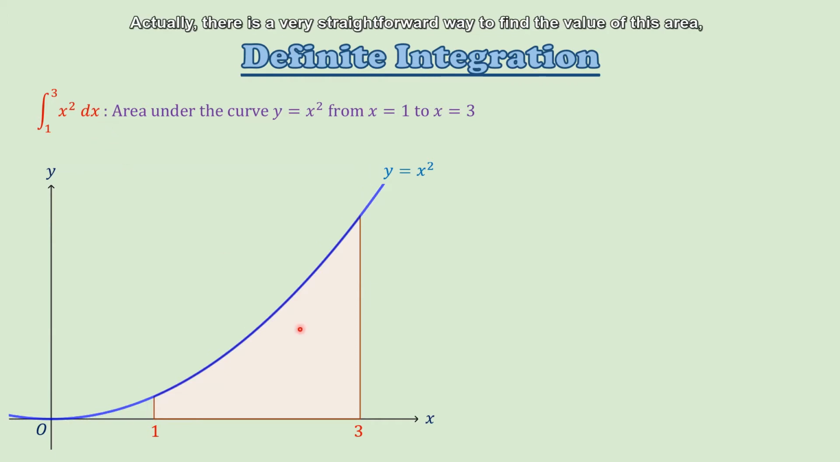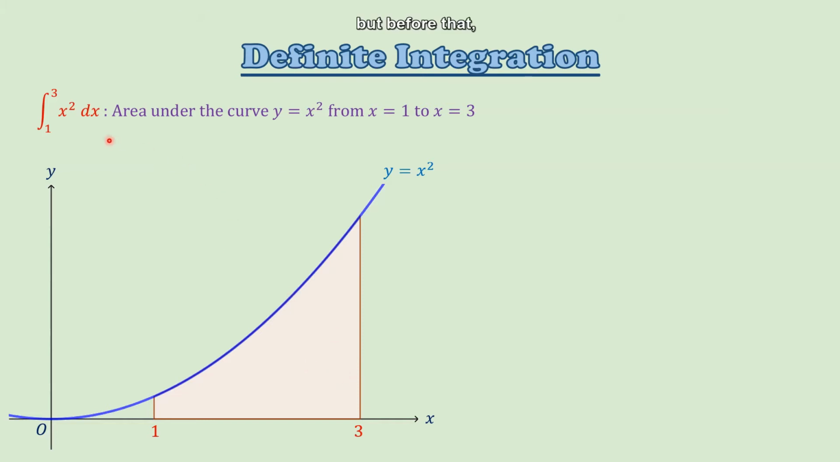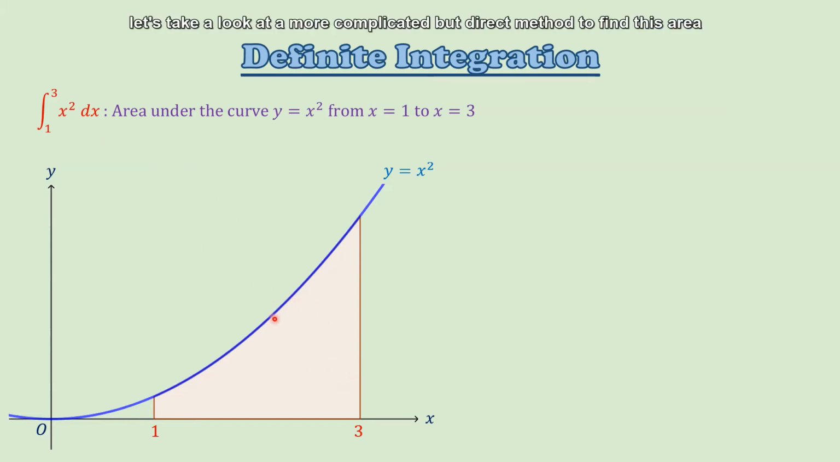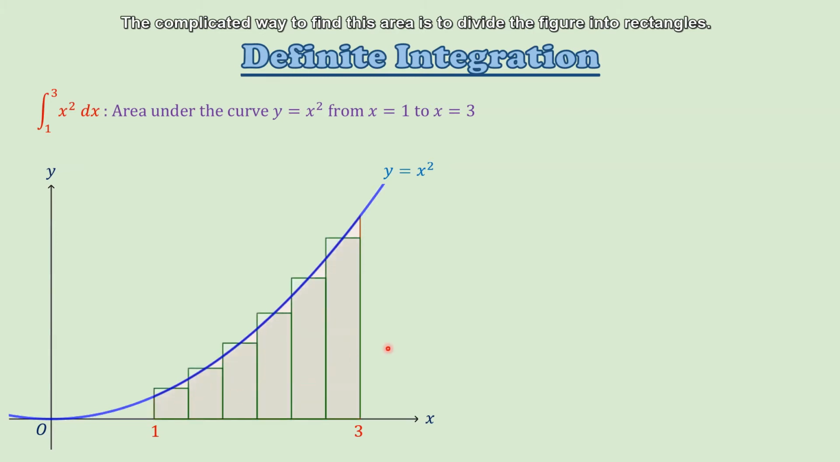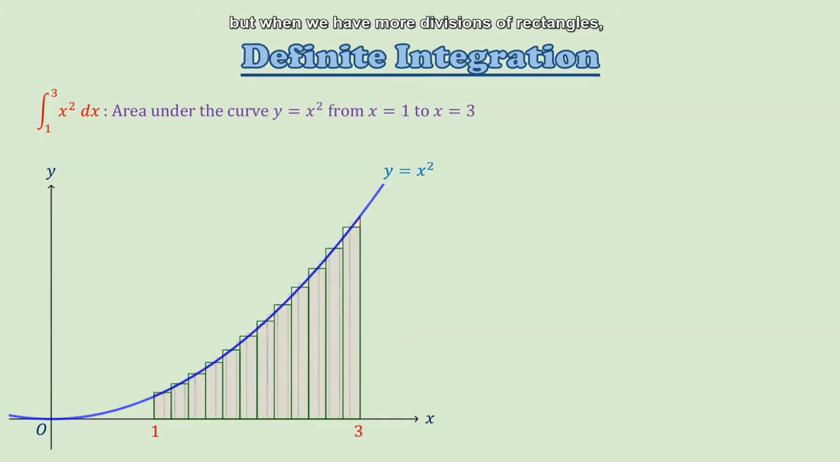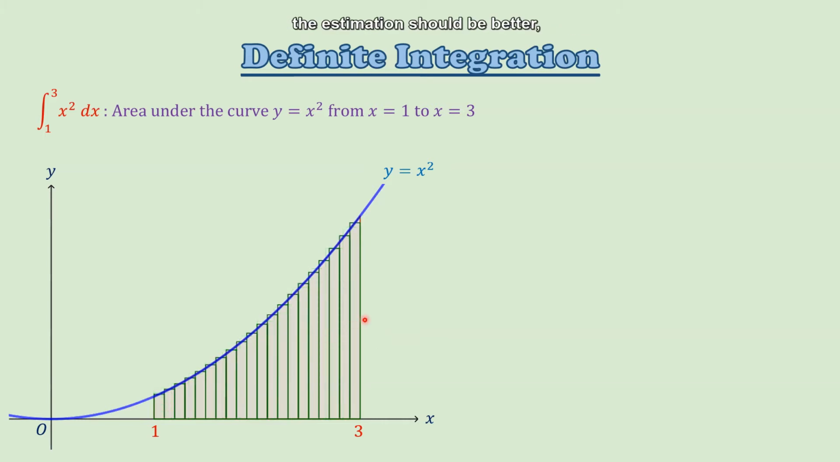Actually, there is a very straightforward way to find the value of this area. But before that, let's take a look at a more complicated but direct method to find this area, so that we can understand the whole concept better. The complicated way is to divide the figure into rectangles. Of course, we know that the sum of the areas of these rectangles is not exactly equal to the area that we need. But when we have more divisions of rectangles, the estimation should be better.